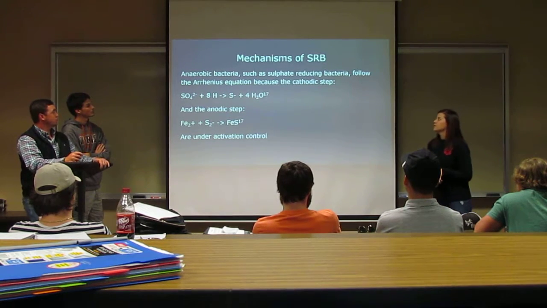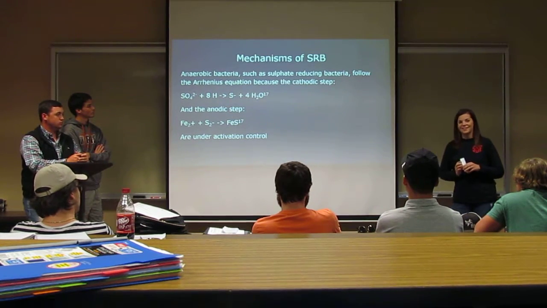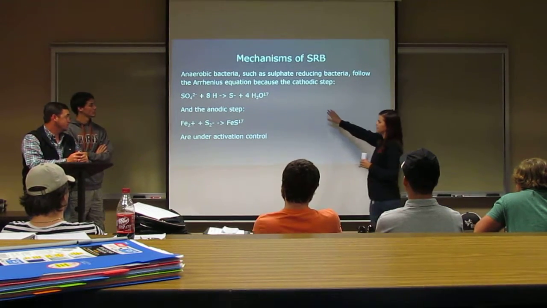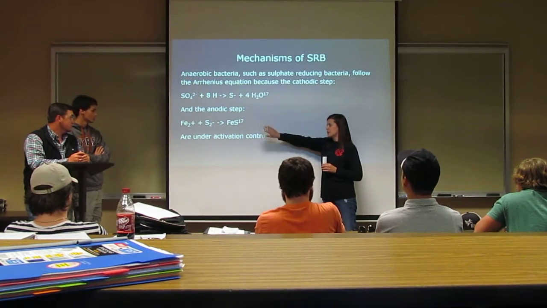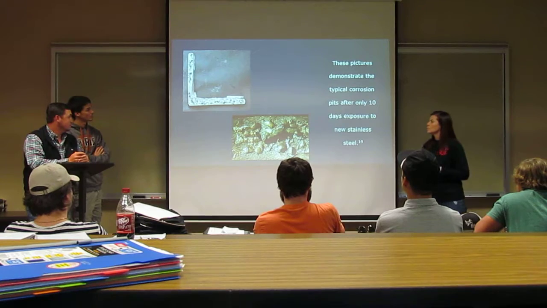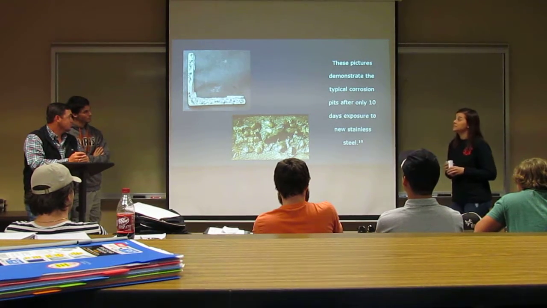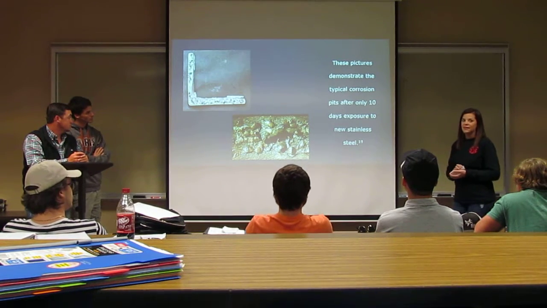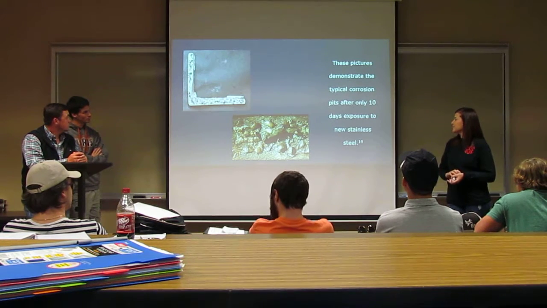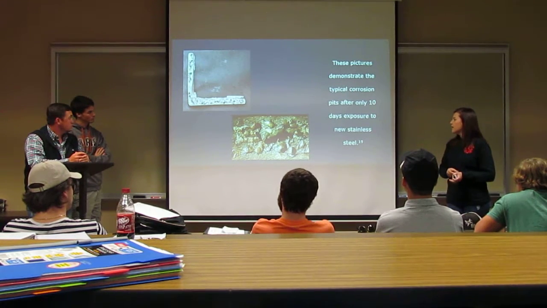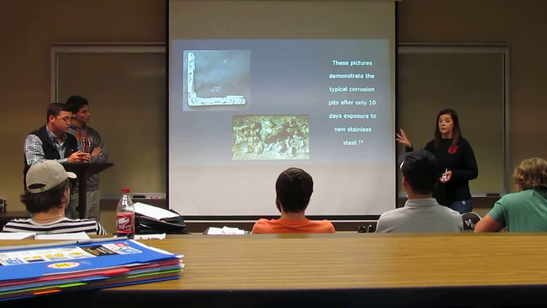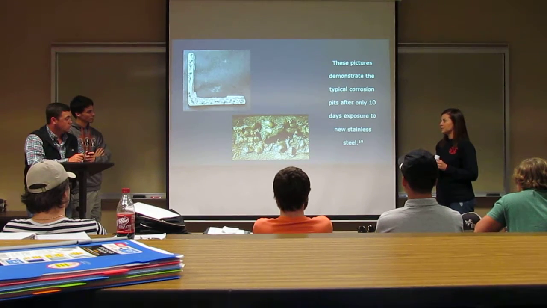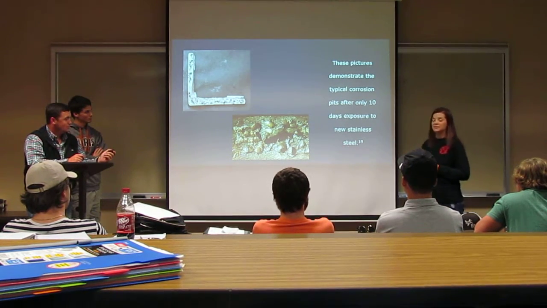This form of corrosion follows the, I'm trying to say, the Arrhenius equation, this being the cathodic step right here, and your anodic step here. All right, and these pictures are from only 10 days in the ground with the sulfate-reducing SRB bacteria. It just shows you how quickly it can attack the material. Anyways, it's very localized.